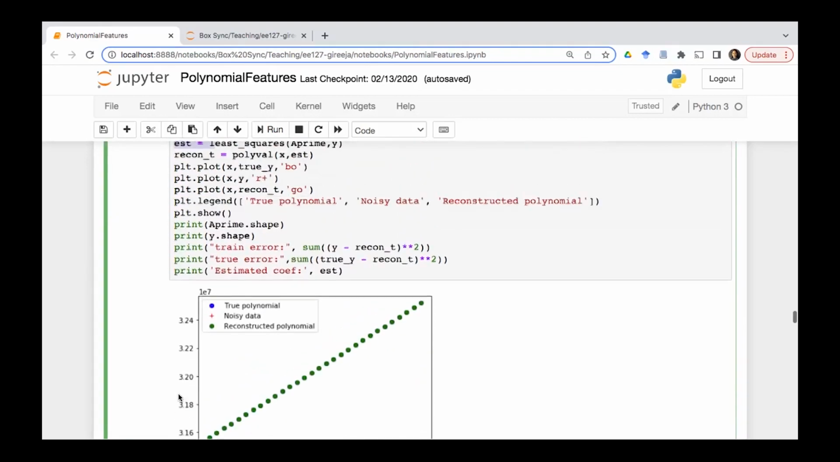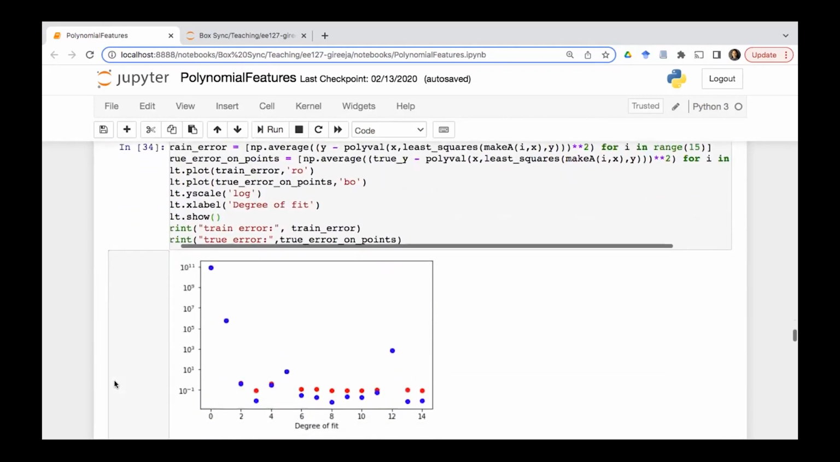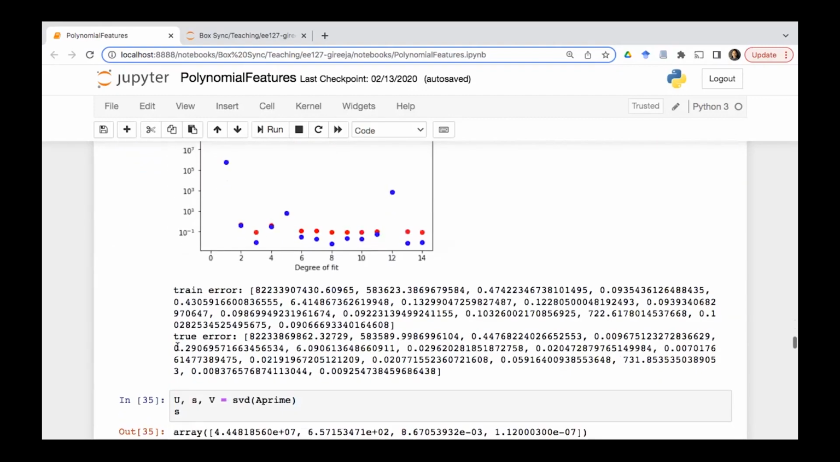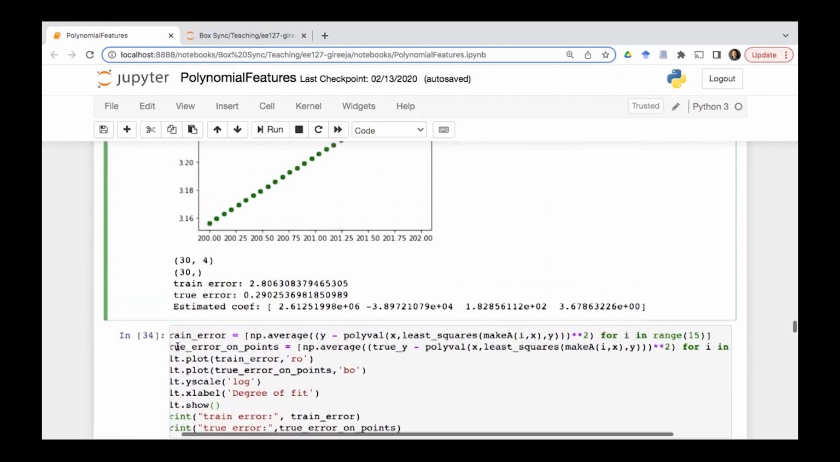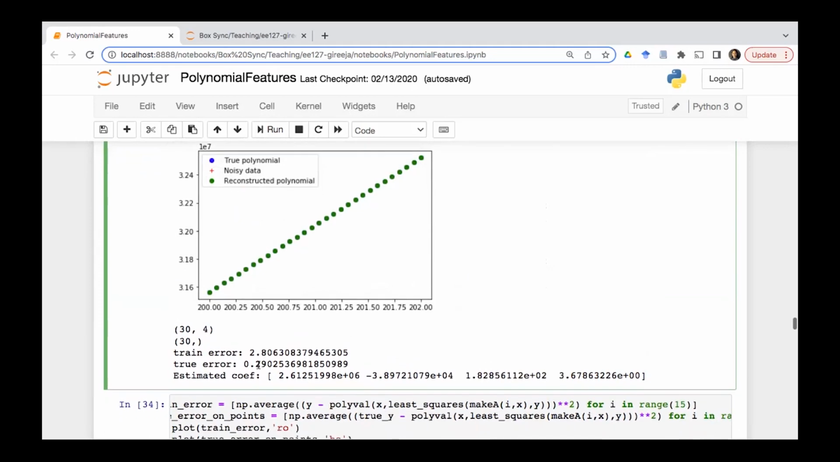Okay, good. This is for a third degree. And now I can do this again for higher and higher degrees. But what's happening here? When I look at this exactly fit dead on, I have some training error, and I have some true error. But what are the coefficients that are being estimated?